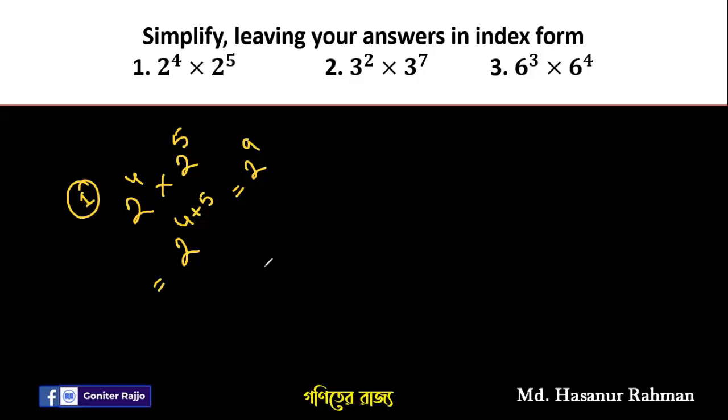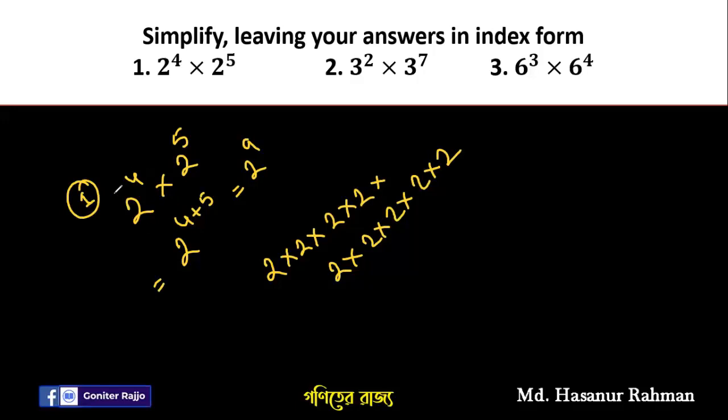Look, 2 to the power 4 means 2 multiplied by 2 multiplied by 2 multiplied by 2, and 2 to the power 5 means 2 multiplied by 2 multiplied by 2 multiplied by 2 multiplied by 2. That means 2 to the power 4 means 2 is multiplied 4 times, and 2 to the power 5 means 2 is multiplied 5 times. So if we count, there are nine 2s. So 2 is multiplied 9 times, and that is similar to this one.